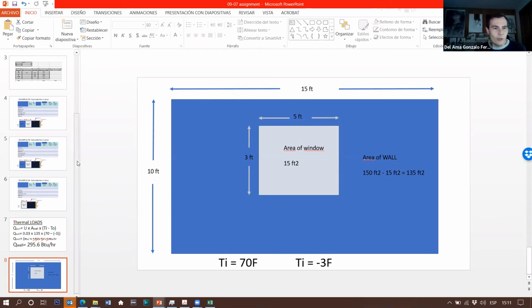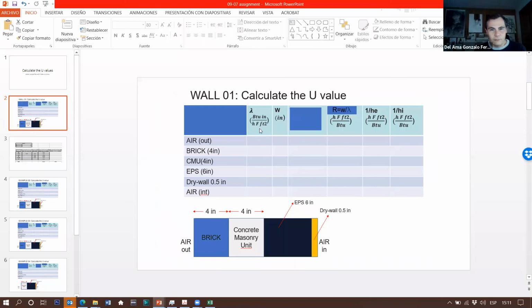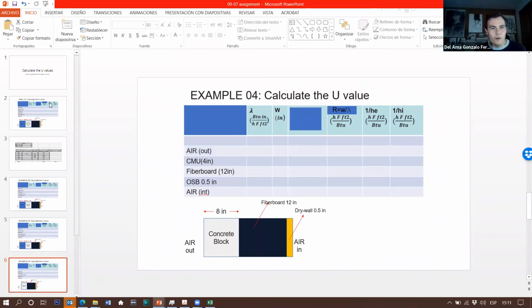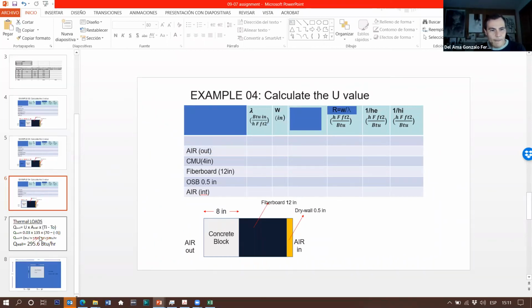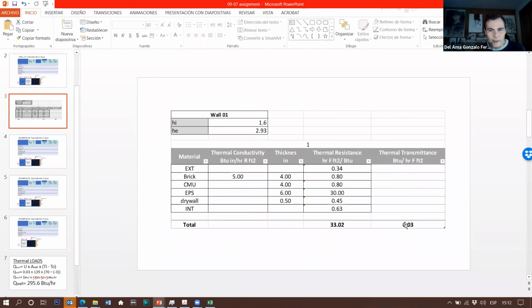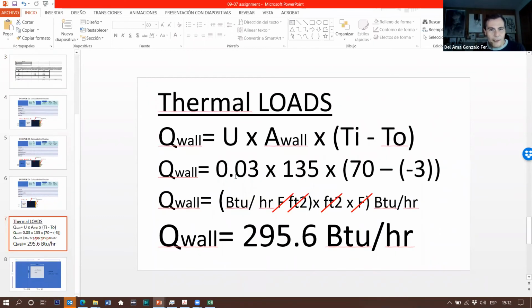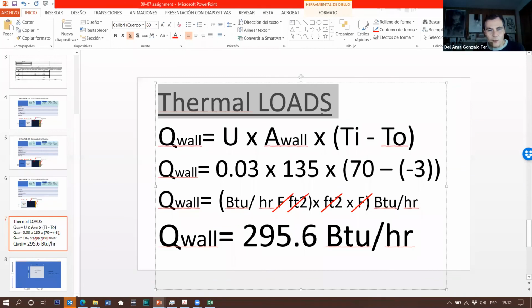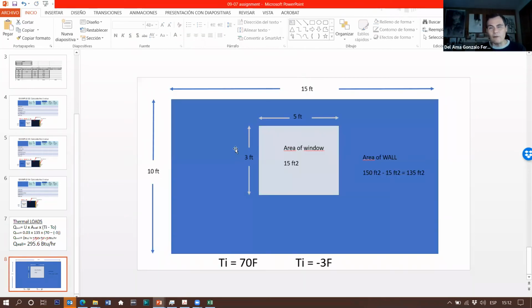So you have to select one of the walls that you have already calculated. Then we have already calculated the U value of this wall. And finally, we have to calculate thermal loads. The only thing you have to let me know is the area. You will have different areas because you have different walls, different windows, okay? So that's why I need an elevation like that.